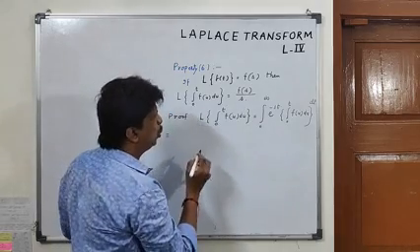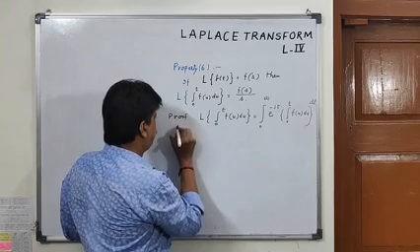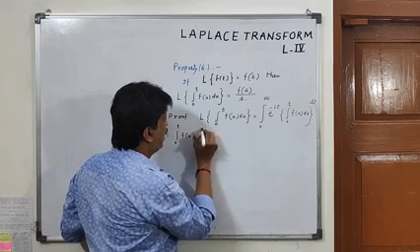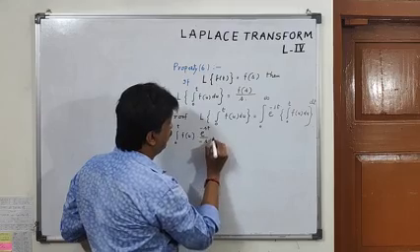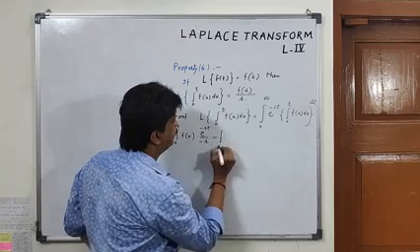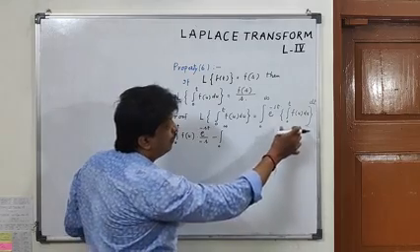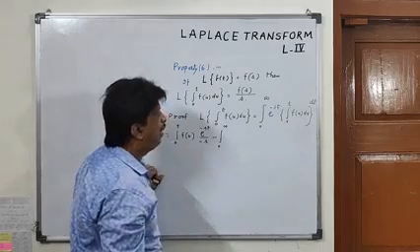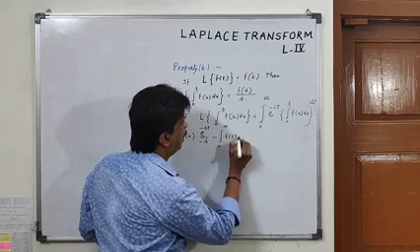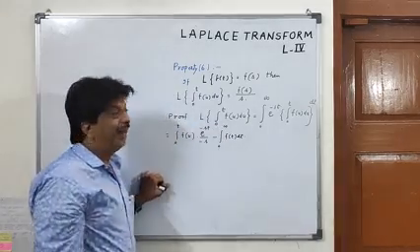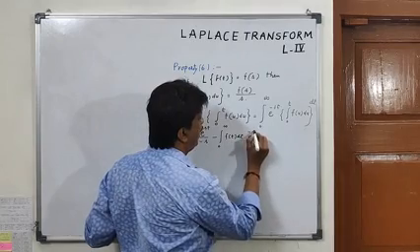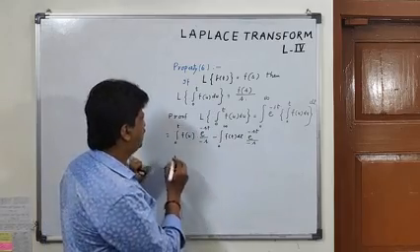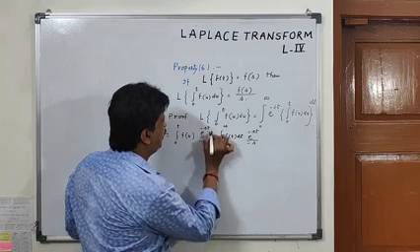So first function integral 0 to t f of u du into integral of e raised to power minus st, which is e raised to power minus st upon minus s, minus integral 0 to infinity of the derivative of first, which is f of t dt, into integral of this, e raised to power minus st upon minus s. Well, limits are 0 to infinity.